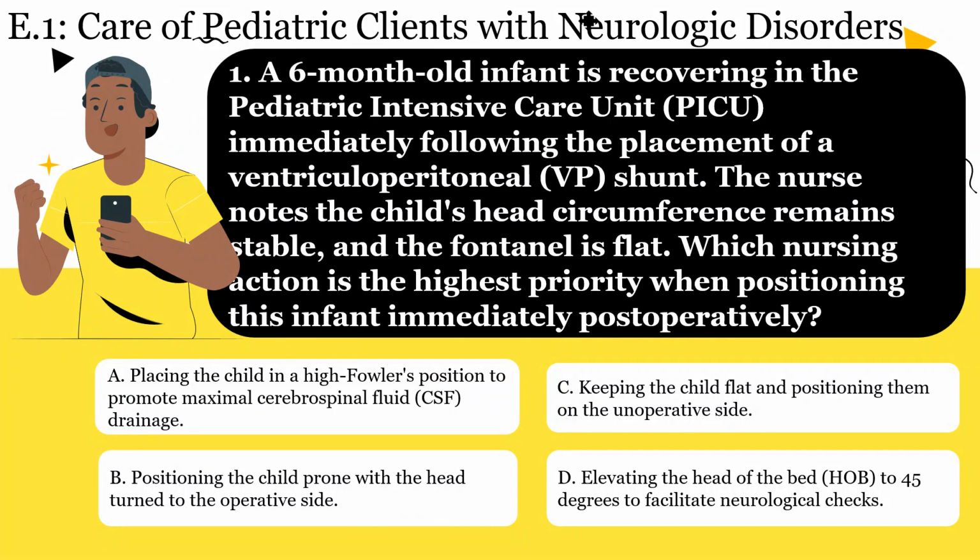It is part of your responsibility as a nurse to make sure that right after the shunt insertion, the child must be placed in a flat position on the unoperative side. This unoperative side position will prevent rapid CSF drainage and avoid placing pressure on the valves of the newly inserted shunt. If there is rapid CSF drainage, that places the child at risk for a subdural hematoma, and as I mentioned, elevation of the head of bed should be gradual because that will increase the rapid CSF drainage. So the best answer for number 1 is letter C.